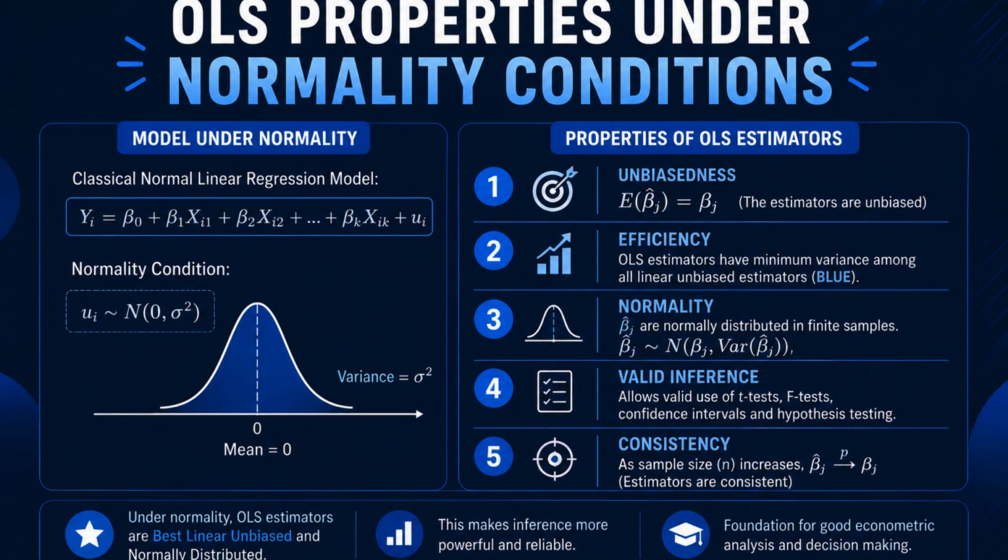And with the appropriate assumptions, OLS estimators are also consistent, meaning they converge toward the true population parameters as the sample size increases. The key point to remember is that normality is mainly important for obtaining exact finite sample inference, while properties such as unbiasedness, efficiency, and consistency rely on their respective underlying assumptions.